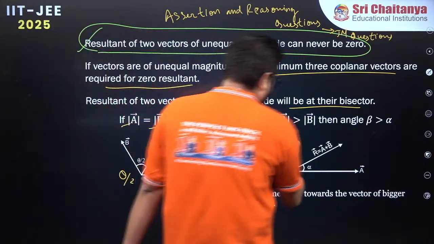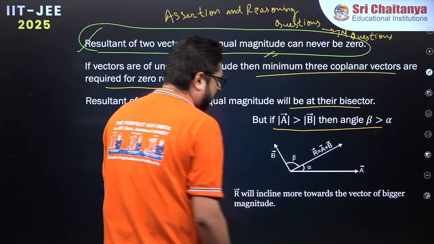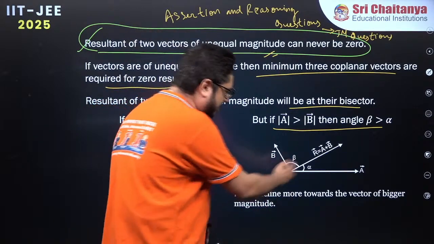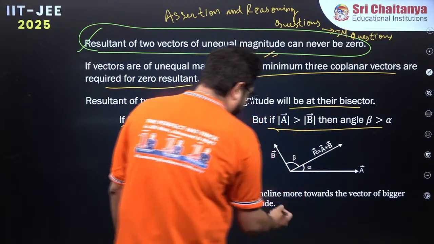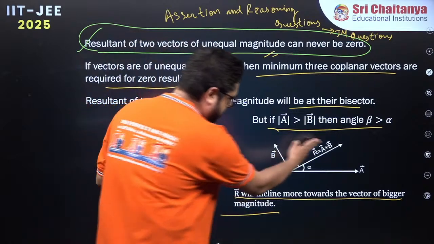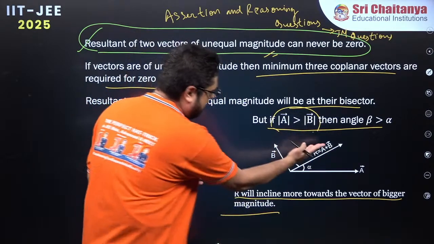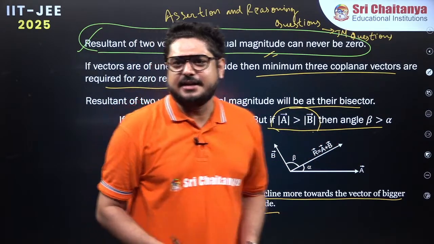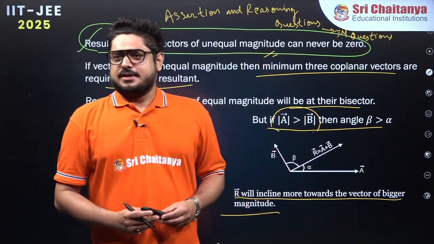And if mod of A is greater than mod of B, then the angle beta is greater than alpha. What is beta? Beta is the angle which the resultant makes with respect to the B vector, and alpha is the angle which the A vector makes with the resultant. So this is going to be the condition. R will incline more towards the vector of bigger magnitude. Okay, you are able to see that the A vector was given to be greater than the B vector, so this R vector is inclining more towards the A vector, because the A vector has the higher magnitude compared to the B vector. Okay, I hope it's clear.